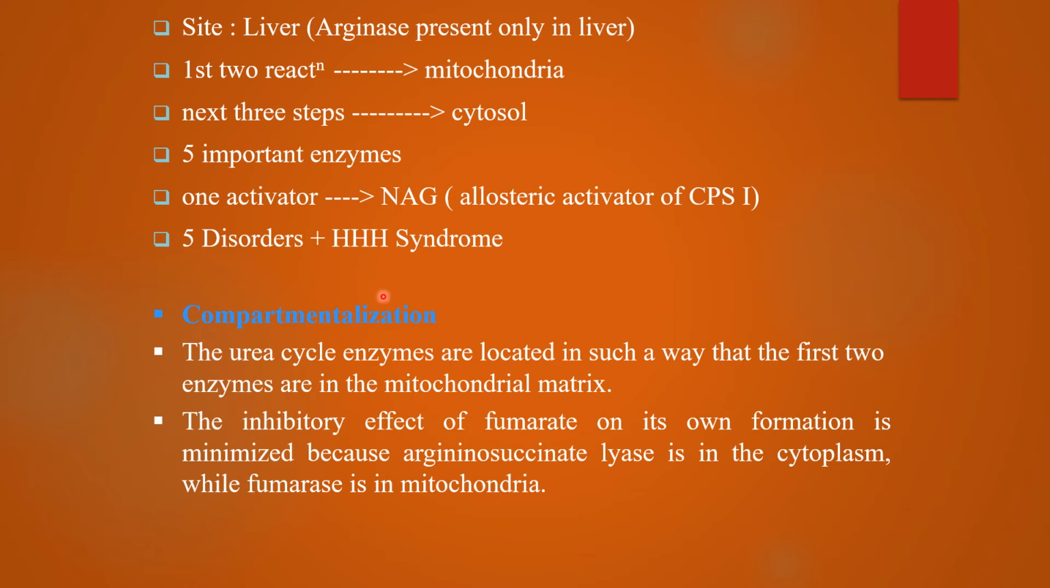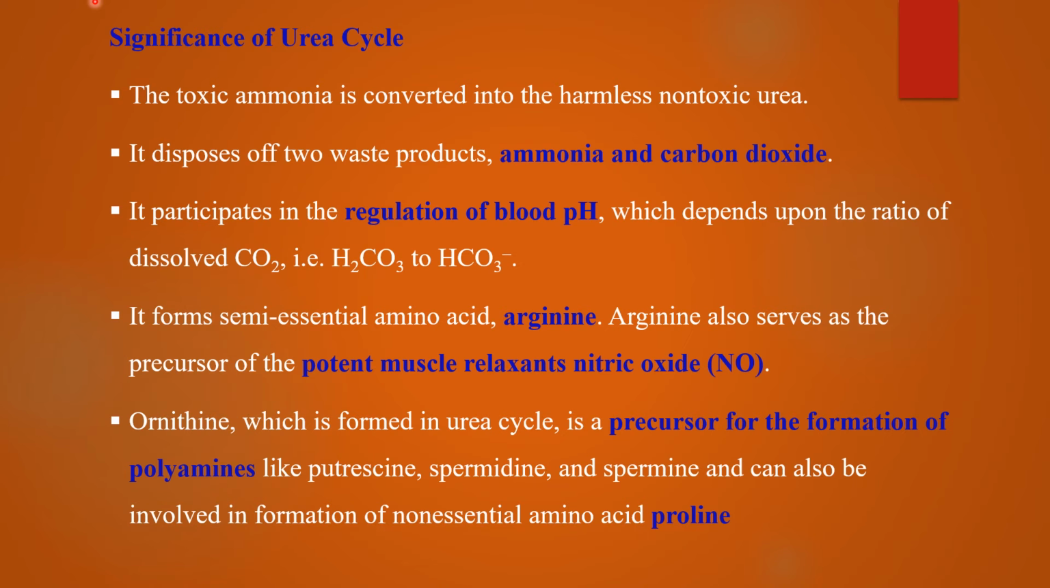Then compartmentalization. What is the scope of compartmentalization? The urea cycle enzymes are located in such a way that the first two enzymes are in the mitochondria and the rest are in the cytoplasm. So the inhibitory effect of fumarate on its own formation is minimized, because argininosuccinate lyase is in the cytoplasm while fumarase is in the mitochondria. As for the significance of the urea cycle, toxic ammonia is converted into harmless, non-toxic urea.